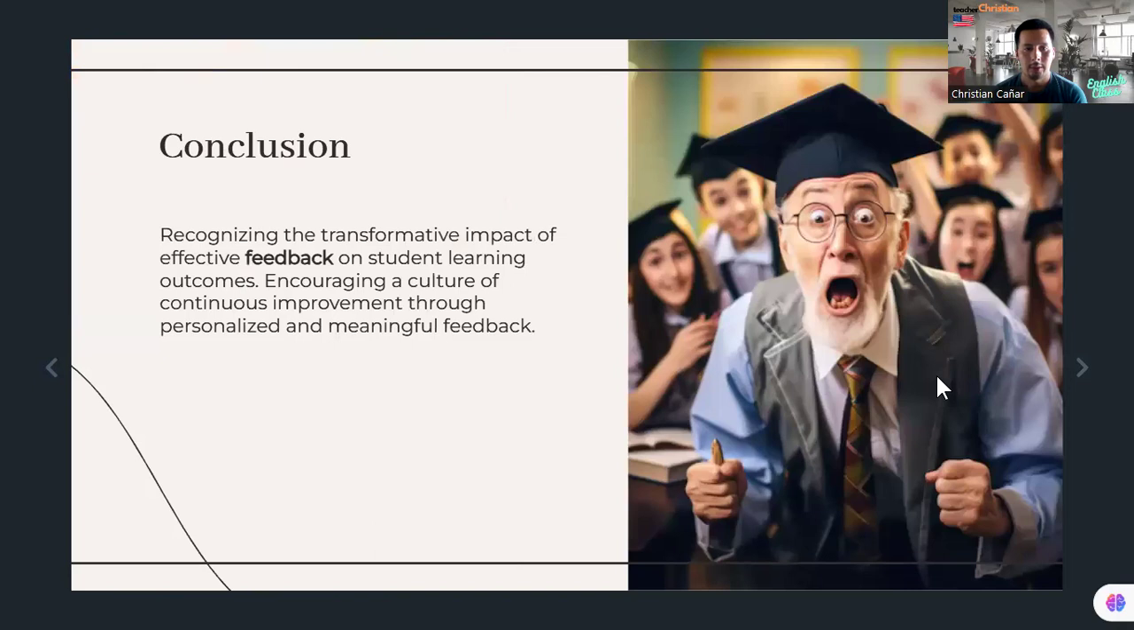All right, so as a conclusion, we can say that we should recognize the transformative impact of effective feedback on student learning outcomes, encouraging a culture of continuous improvement through personalized and meaningful feedback. This is the principal rule that we can follow: mistakes can be good in order to improve ourselves.